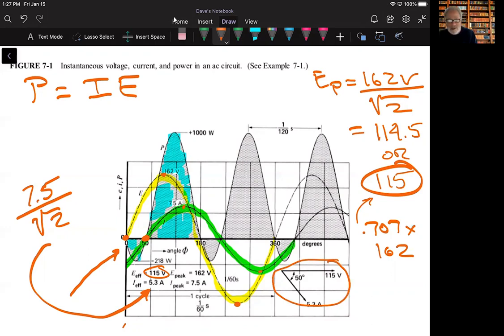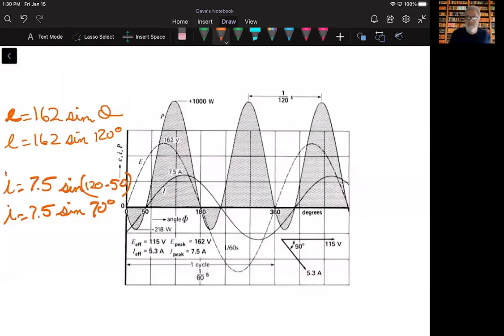And again, we want to use the effective values. So he says that the 115 volts is leading the current of 5.3 amps by an angle of 50 degrees. And of course, we're seeing that in our slide or figure here represented with these sinusoidal waveforms. Okay, now hang in here with me. This is important that we understand all parts of this.